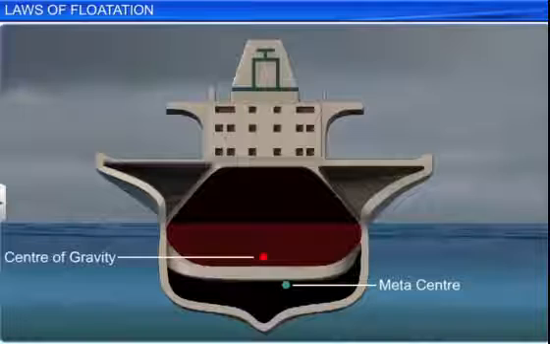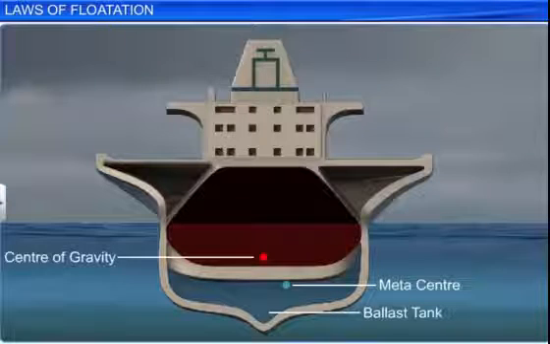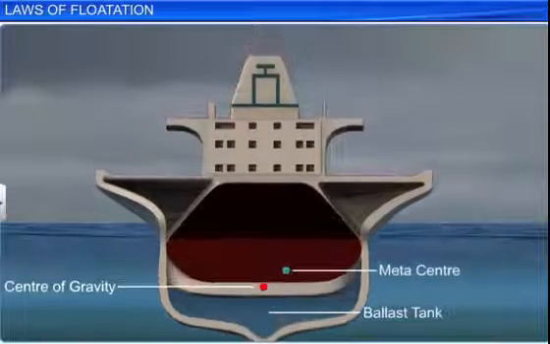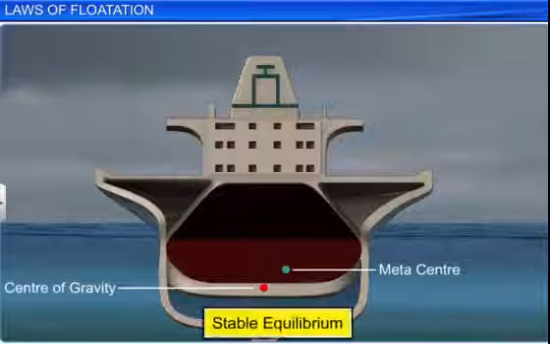To avoid such a situation, ships are filled with ballast, which is heavy waste material, before they are allowed to sail out. The ballast lowers the center of gravity to below the metacenter. Hence, the ship is in stable equilibrium.